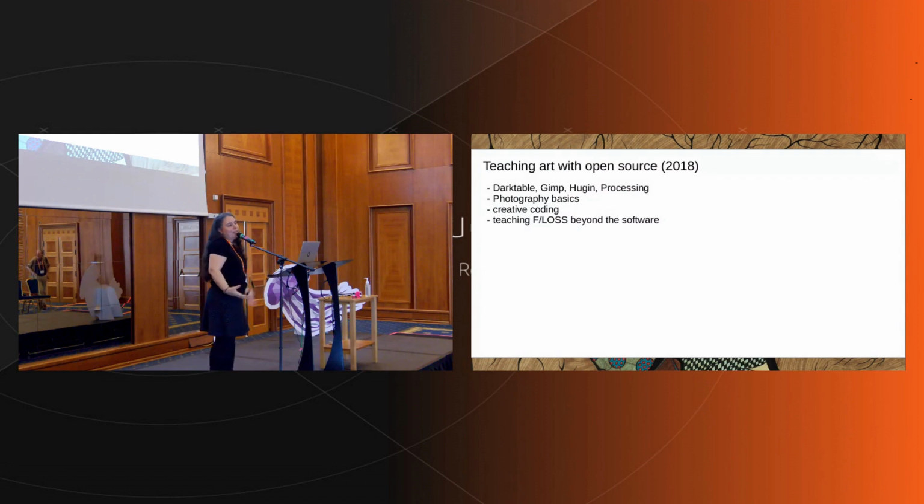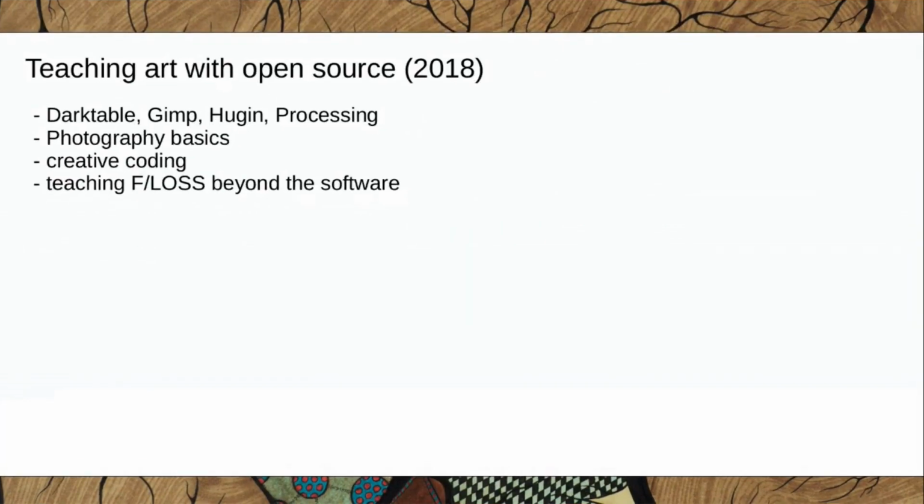So what did my class look like when I started to teach photography with open source software? It was Darktable, GIMP, Hugin, Processing, with the exception of Processing, usual suspects. Photography basics, again, an introduction to photography class, obviously. Creative coding, this was something that the department also agreed I would be adding, because that's also something I do, and this is something that's interesting to students.